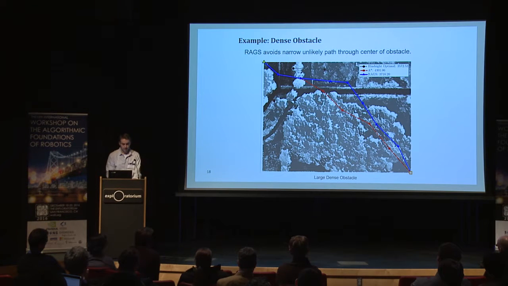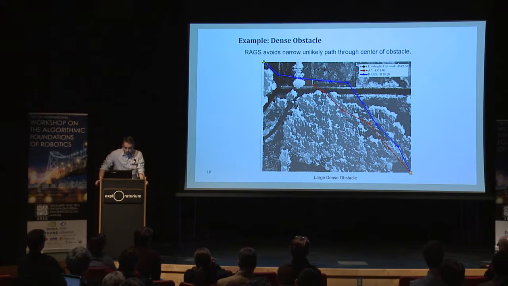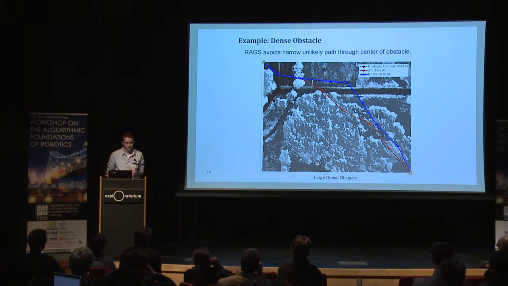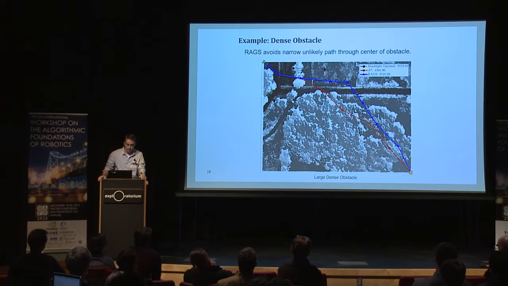Okay, so here's an example of what that would look like. The blue path here is RAGs, and the A star is the red path. And then the hindsight optimal is what would have been the best path if we had all of the information perfectly available after we'd already executed, right? So that's going to be the black path.